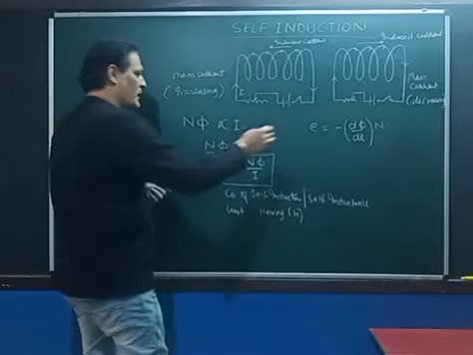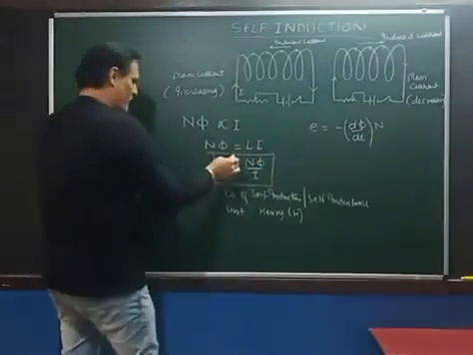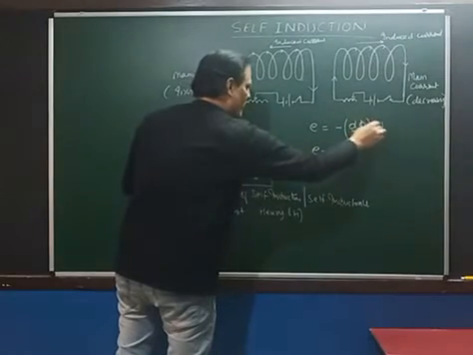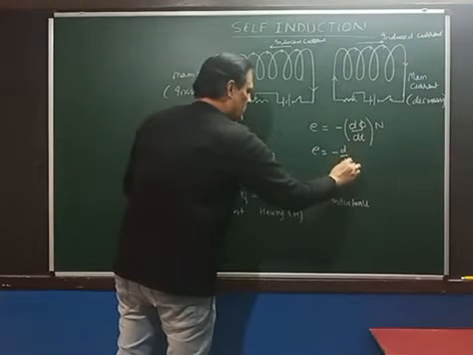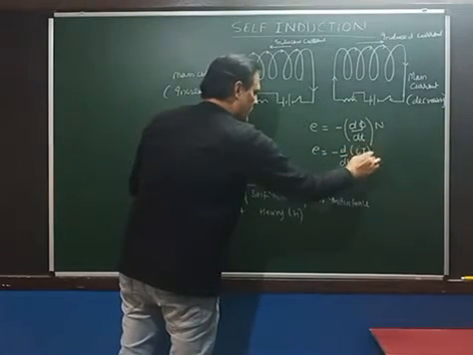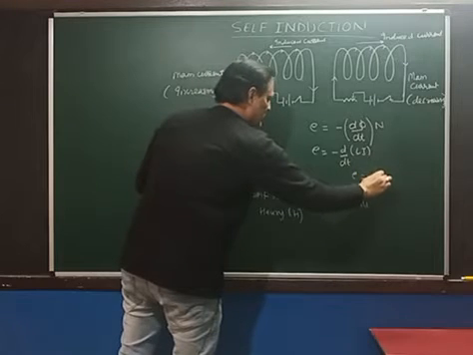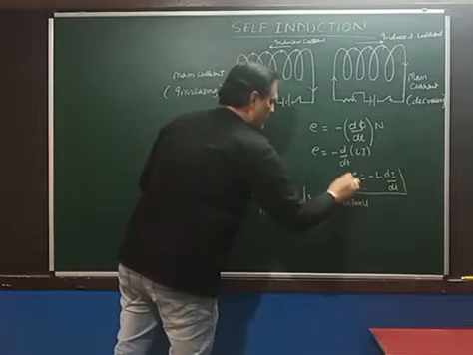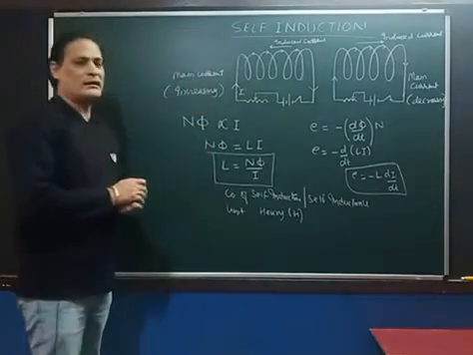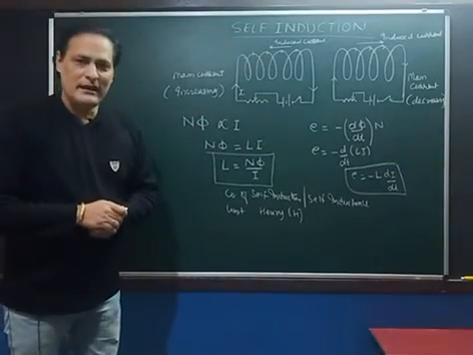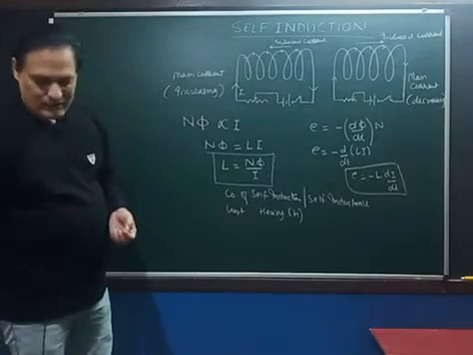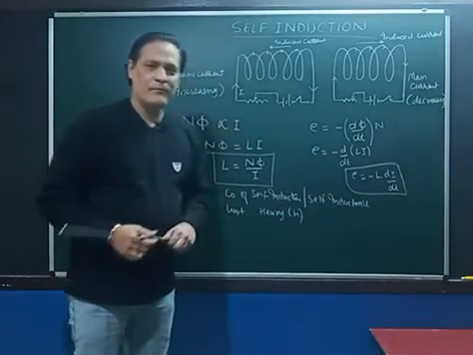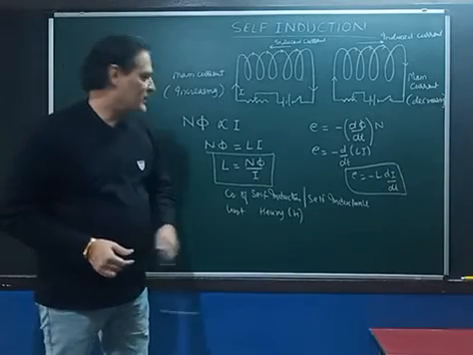Now here we know that N phi is equal to Li, so E is equal to minus d upon dt of N phi, which is Li. Here L is constant, the self inductance. So the magnitude of induced EMF, that is E, is equal to negative L dI upon dt. Here the term dI upon dt is called the rate of change of current, or time rate of change of current.